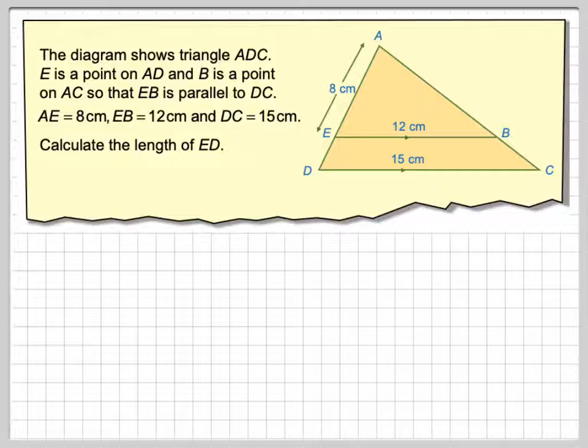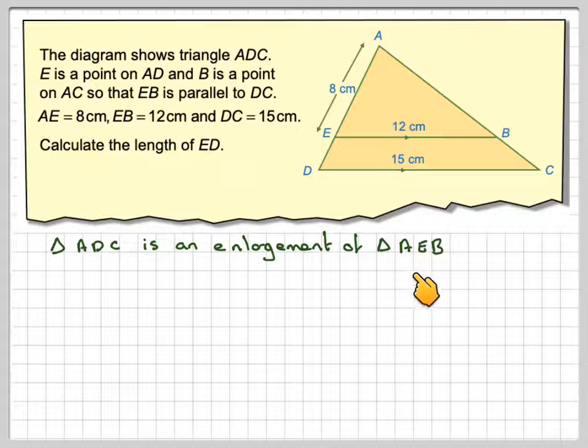You're told that AE is 8, EB is 12, and DC is 15, and you're asked to calculate the length of ED, which is this one here. The first thing to realise is that this large triangle here is an enlargement of this one here. So triangle ADC is an enlargement of triangle AEB.